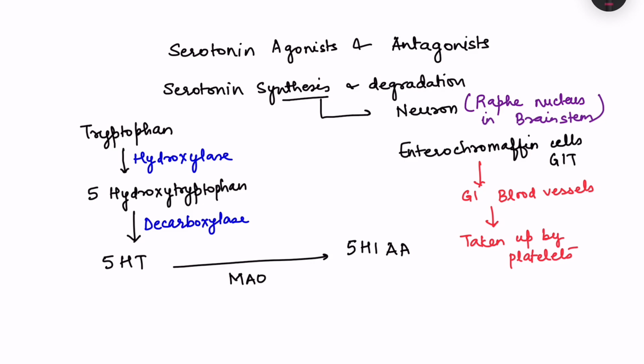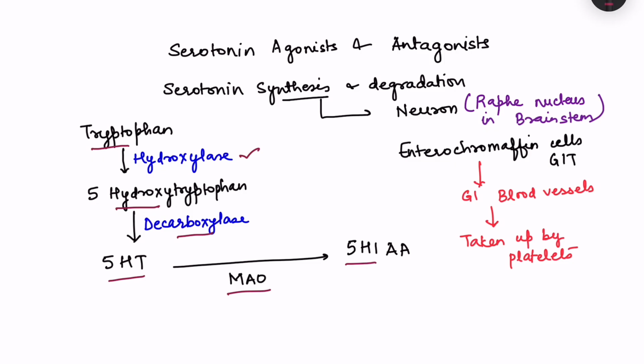Serotonin, that is 5-hydroxytryptamine, is synthesized from the amino acid tryptophan by the action of the enzyme hydroxylase, which converts tryptophan to 5-hydroxytryptophan, and then a decarboxylase enzyme acts on this to produce 5-hydroxytryptamine or serotonin. And this serotonin is quickly degraded by the enzyme monoamine oxidase to 5-hydroxyindole acetic acid.